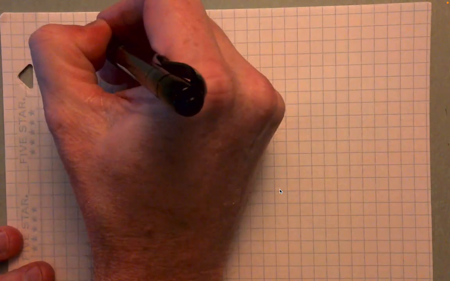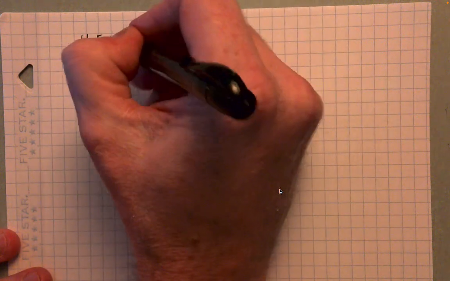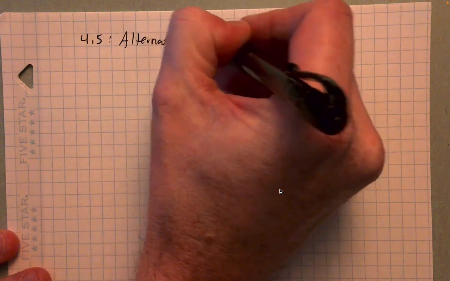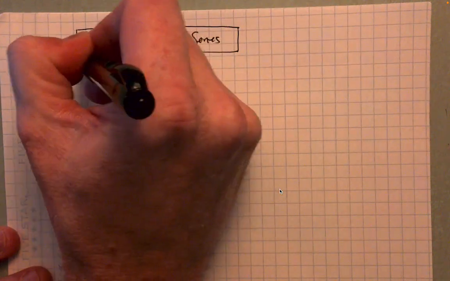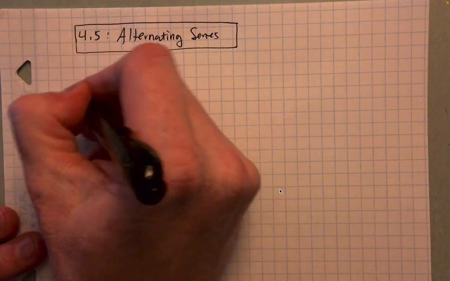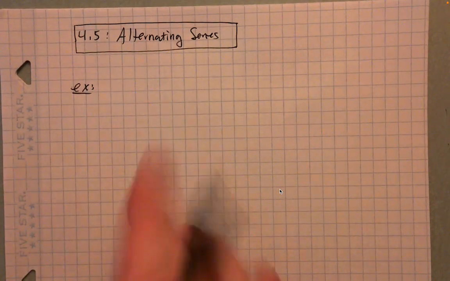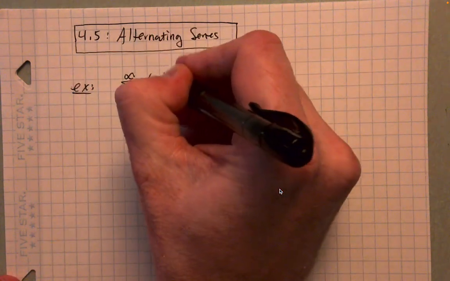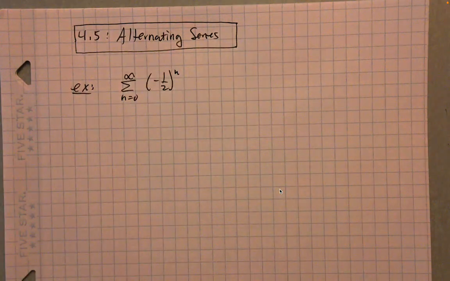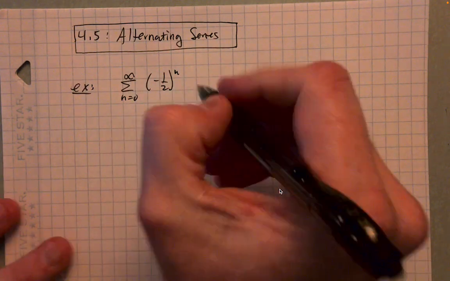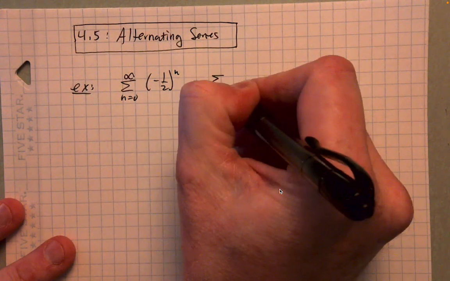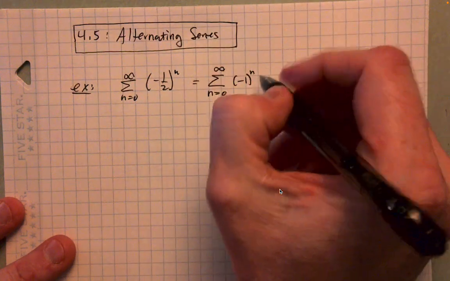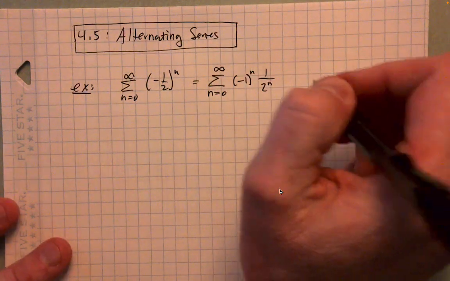All right, we'll call this section 4.5, alternating series. And let's start with just an example of what we mean by an alternating series. So here's an example. The sum from n equals 0 up to infinity of negative 1/2 to the nth power. Another way to write this is the sum from n equals 0 up to infinity of negative 1 to the nth power times 1 over 2 to the n.